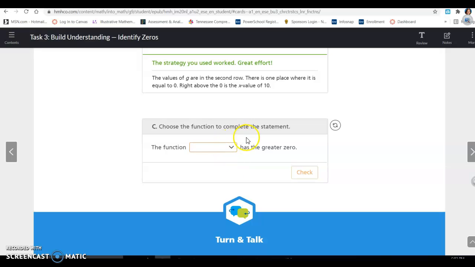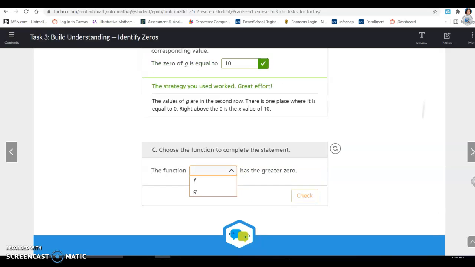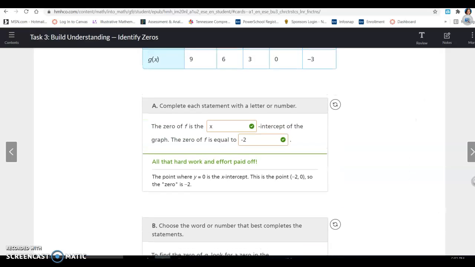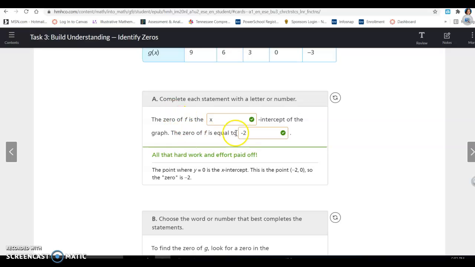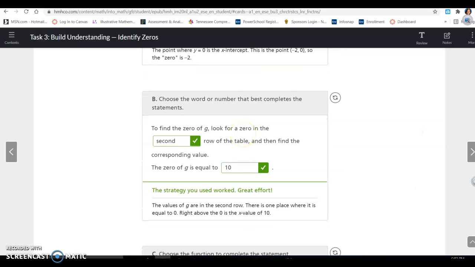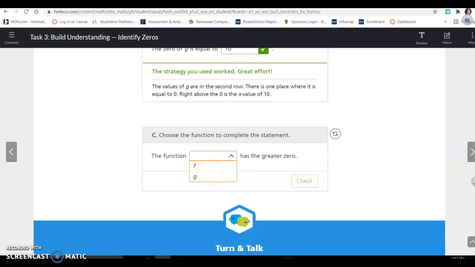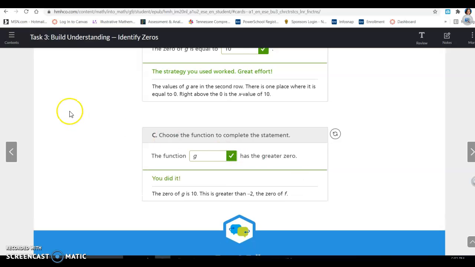All right, so choose the function to complete the statement. The function blank has the greater 0. All right, so does f or g have the greater 0? So this one says f has a 0 at -2 and g has a 0 of 10. So g has the greater 0. 10 is greater than -2. All right, if you have any questions, let me know.